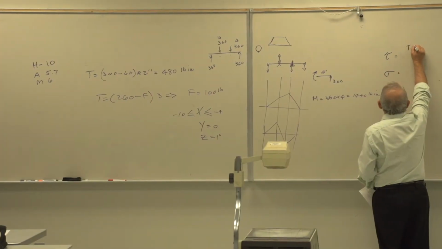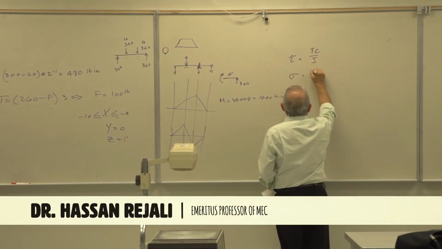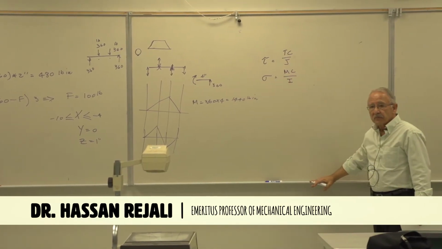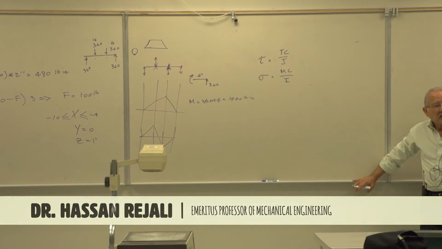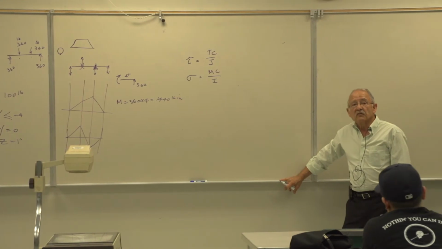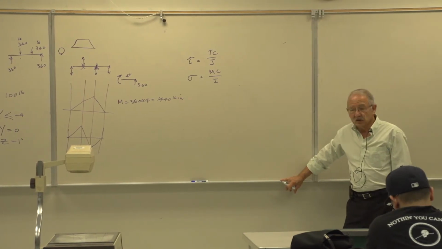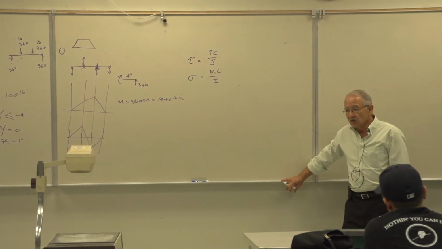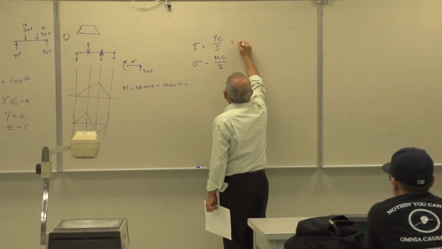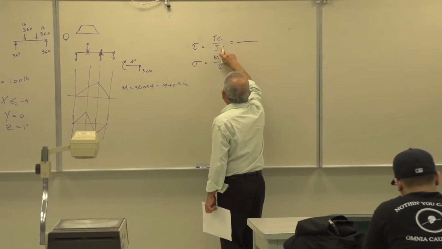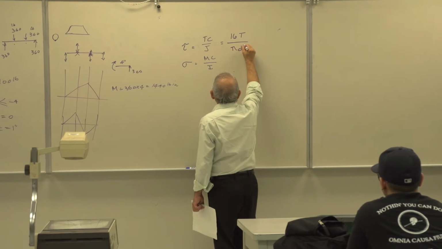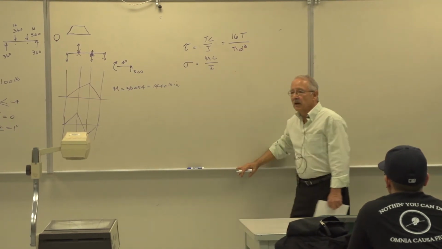Equation for these two, for this one, and this equation for that one. Nothing wrong with that either. But for solid circular shafts, and only for solid circular shafts, it doesn't apply to anything else. For solid circular shafts, this is the maximum shear stress, 16T divided by pi d cubed.